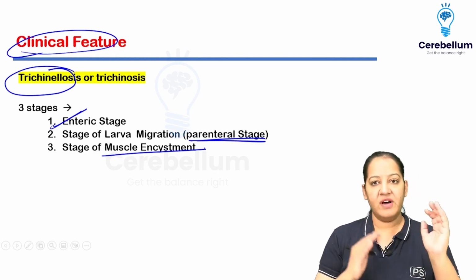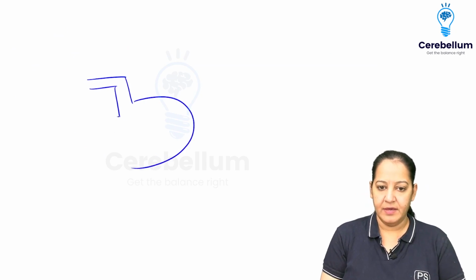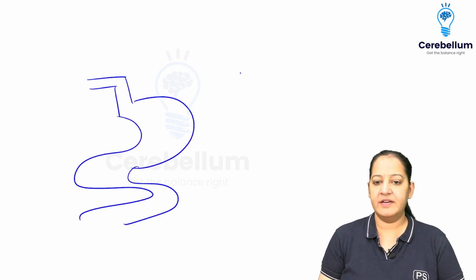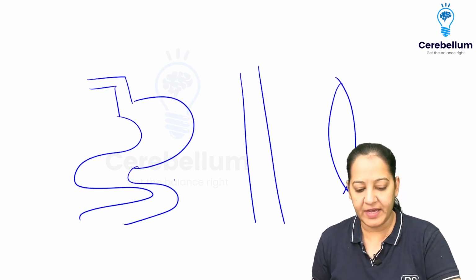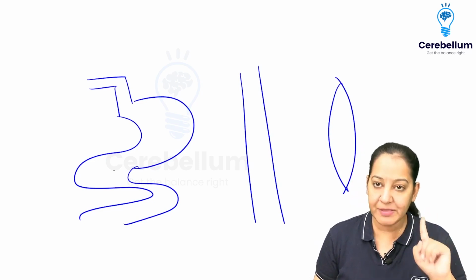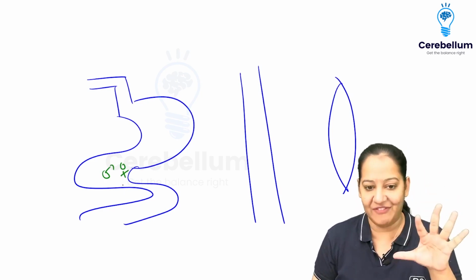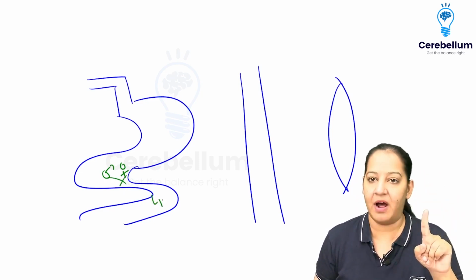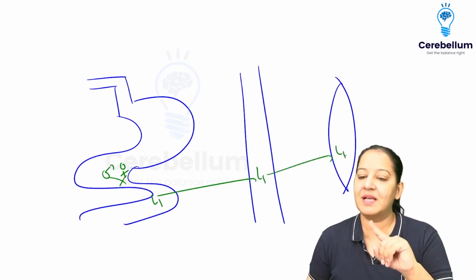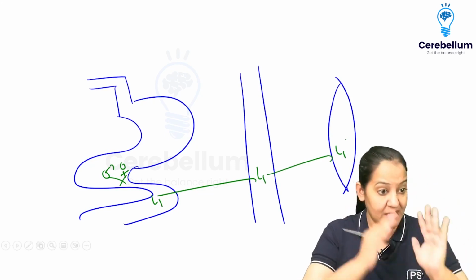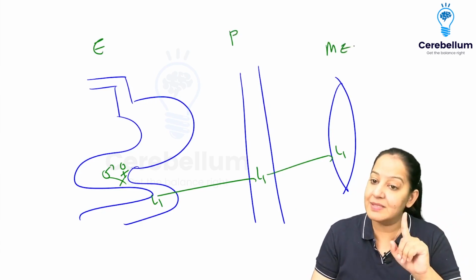You got it? First, it is going in the intestine, after that it is going in the blood, and after that it is going in the skeletal muscle. So we are talking about the worm. The male and the female are present in the intestine, that is the enteric phase. Then they fertilize and lay the larva. The larva goes in the blood, that is the parenteral stage. Now the larva will go in the muscle, that is the muscle encystment stage. So these are the 3 stages: enteric stage, parenteral stage, and muscle encystment stage.